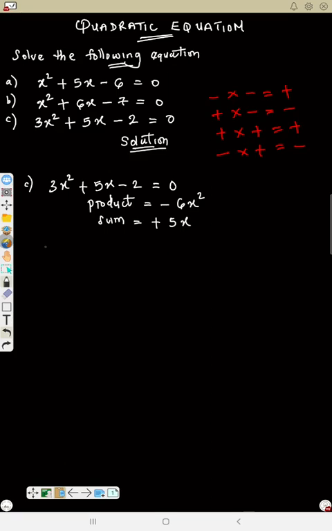So we now have 3s squared plus 5s minus 2 equals 0. So that will be 3s squared plus, now instead of writing the middle number, write the two numbers. That will be plus 6s minus 1s, then the last number minus 2 equals 0. Then bracket it.